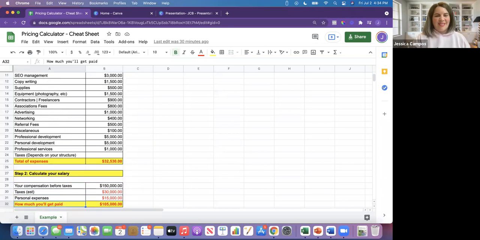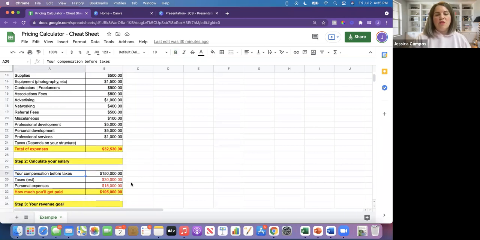Now let's go to step number two. I want you to put how much you want to get paid. So for example, if you want to make at least a six-figure income, notice how I start to play with the formula a little bit to see how much you need to make. If you want a six-figure income, your salary needs to consider that you're going to have to pay taxes on that.